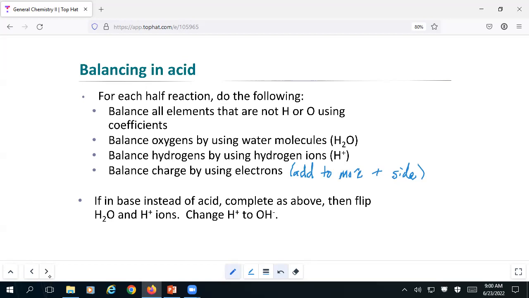And then, like I said, once we've balanced each half reaction, we need to combine them together, but we need to combine them together in a way that there are no electrons left over. Because just like I said, kind of at the introduction here, oxidation and reduction are paired processes. They're independent yet dependent on each other. So there can't be any leftover electrons.